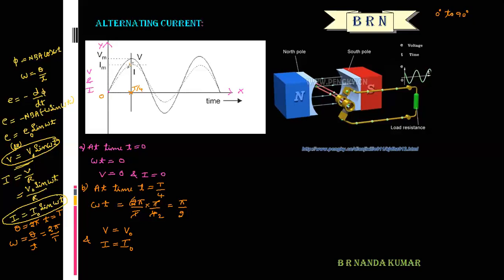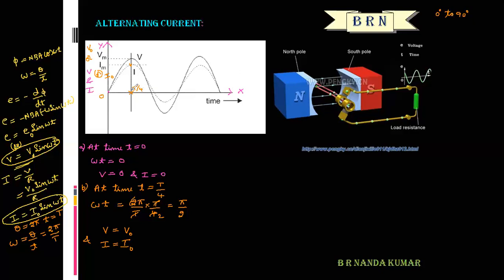So what is this? This is the peak value. The representation of peak value is Im or I naught. Im means the maximum value of current induced in the coil when the coil is rotated in the presence of a magnetic field. Vm is the peak value of voltage, that means the maximum value of voltage induced in the coil. The representation of peak value of voltage is Vm or V naught.